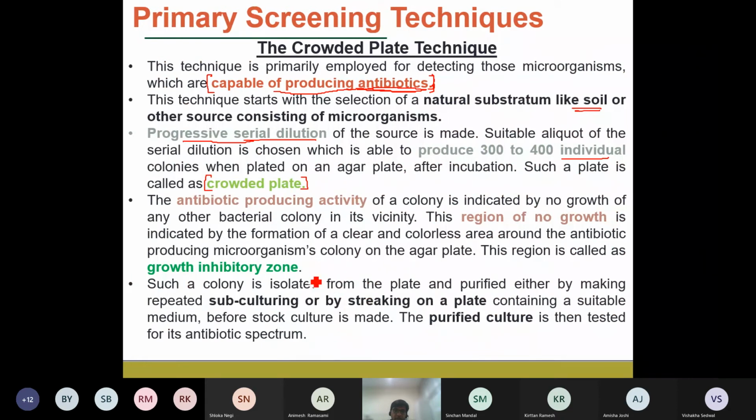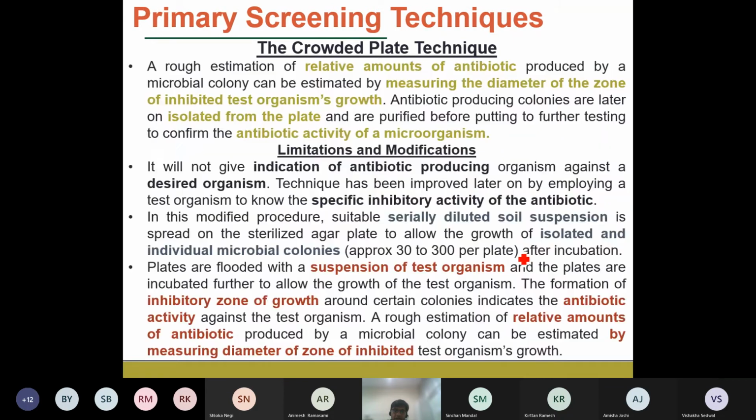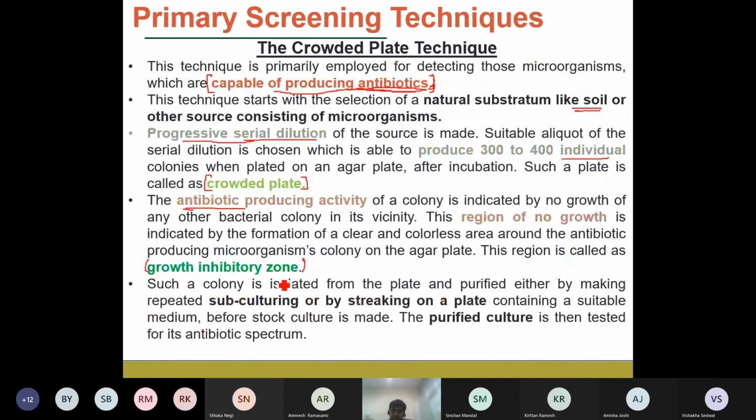So if you look into the definition of the growth inhibitory zone, as I told you, they are producing the antibiotics, and because of the antibiotics around this periphery, the microbes are not able to grow. So this zone is actually called a zone of inhibition, and it is also known as the growth inhibitory zone. Once you find your targeted culture, you carry out subculturing, or repeated streaking on the plates, so that you get a very purified culture.